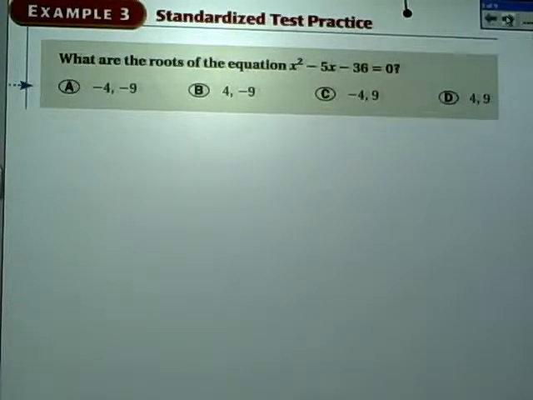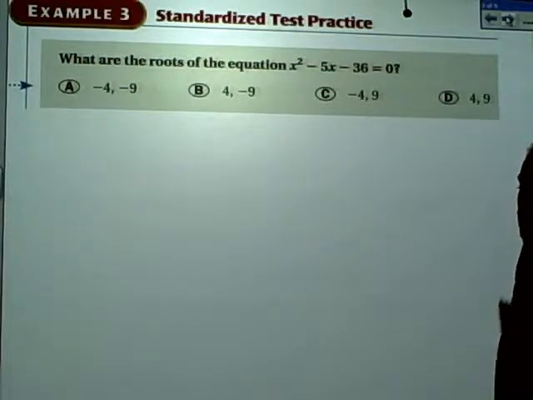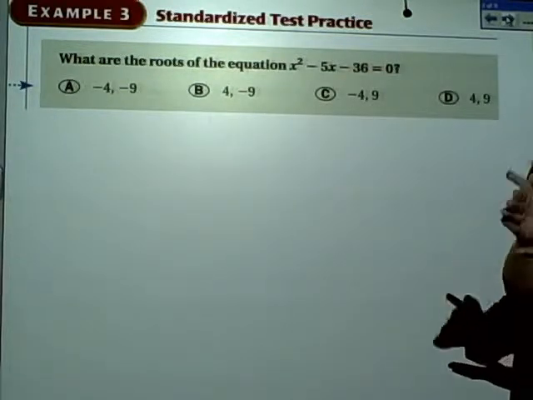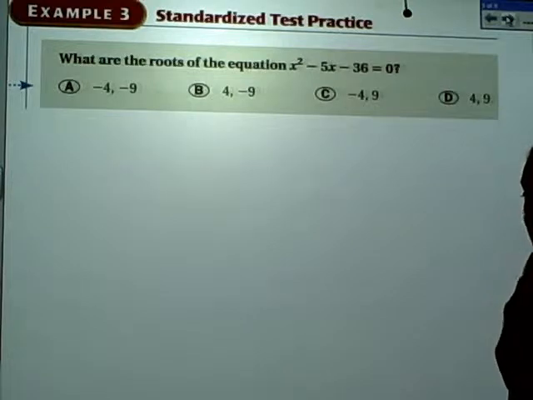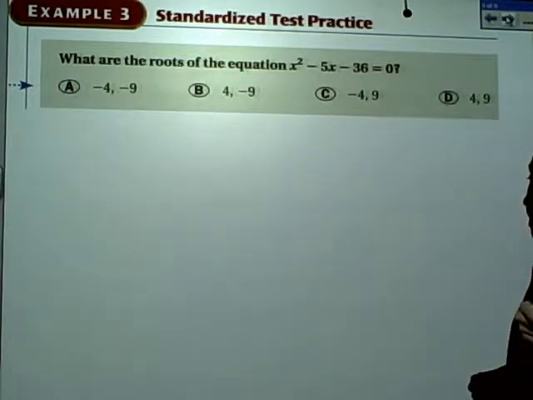Okay, so for this problem, we want to find the roots of the equation. And I'm going to zero in on those roots. What does it mean, roots? Roots have several different words that go with it. For me, what I care about right now is the answer to my quadratic.